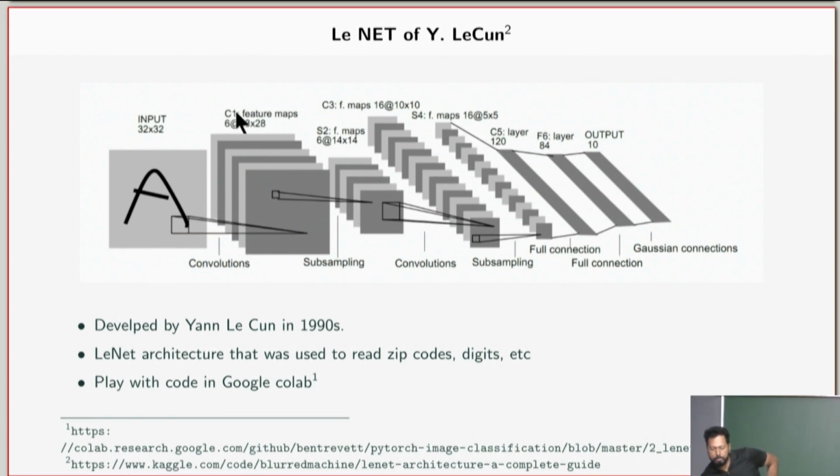This is the convolution C1 map. There are 6 of these, 28 by 28 dimensions. Then he does subsampling, 6 of these, and then it's 14 by 14 size. Then he goes for convolution layer 3, 16 of them, 10 by 10 size. Then he goes for subsampling, 16 of these of 5 by 5 dimensions, and then finally fully connected. So this is what LeCun's network was.